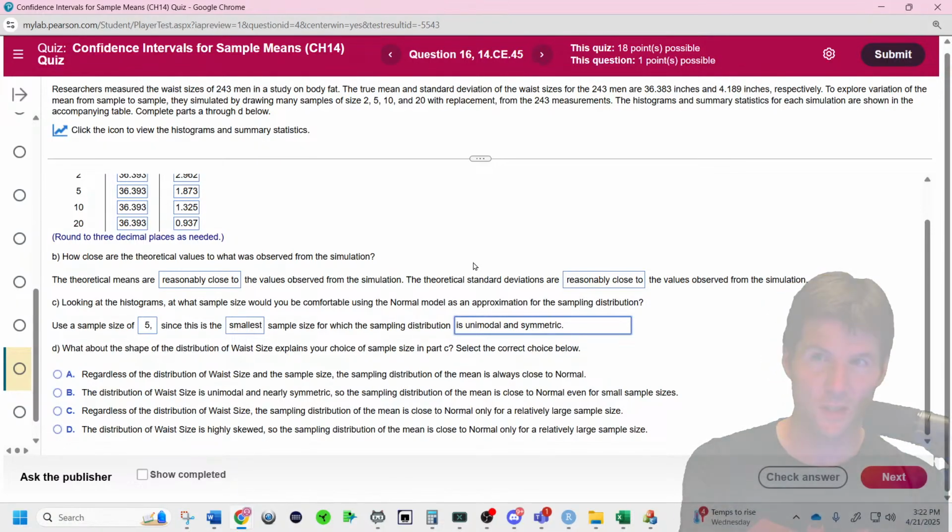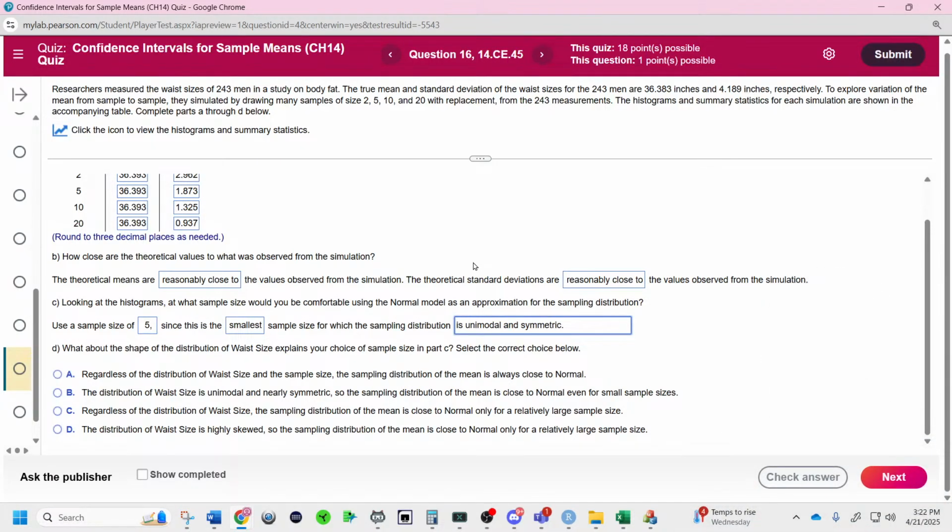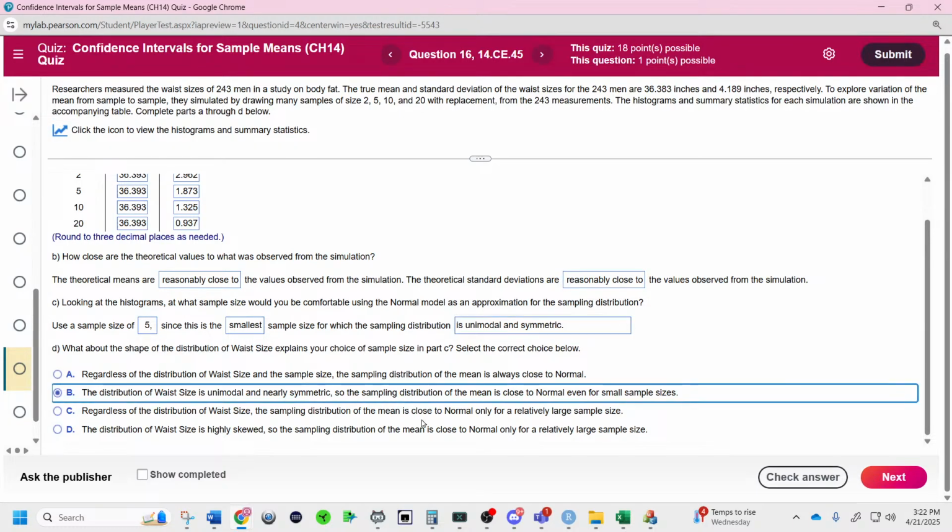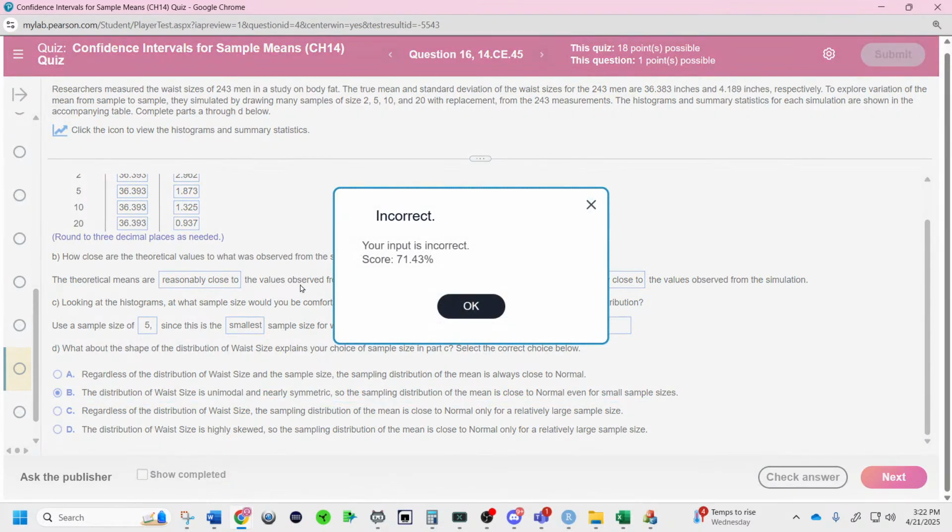So we're basically saying, when does it become normal? That is tricky. What about the shape of the distribution of waist sizes explains your choice? Well, originally it wasn't very heavily skewed. The distribution is unimodal and symmetric, so the sampling distribution of the mean is close to normal for even small sample sizes. It's either 5 or 10.